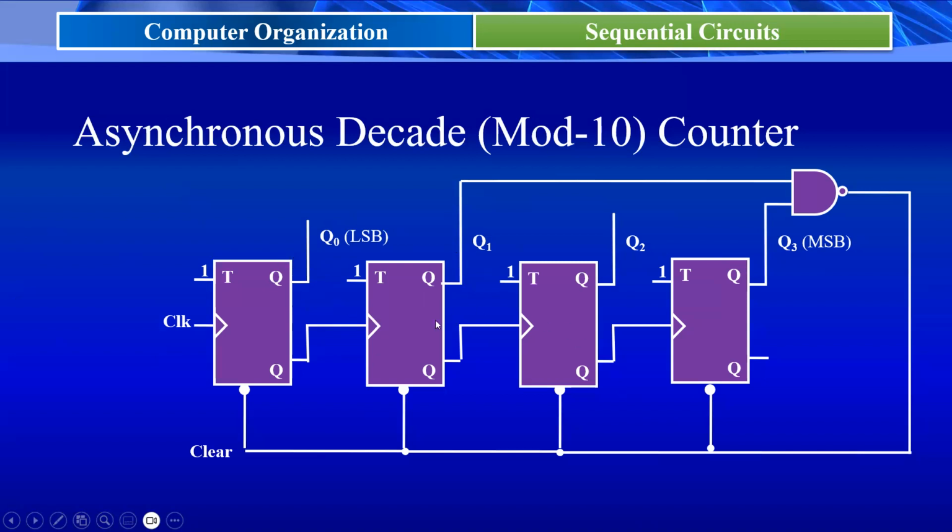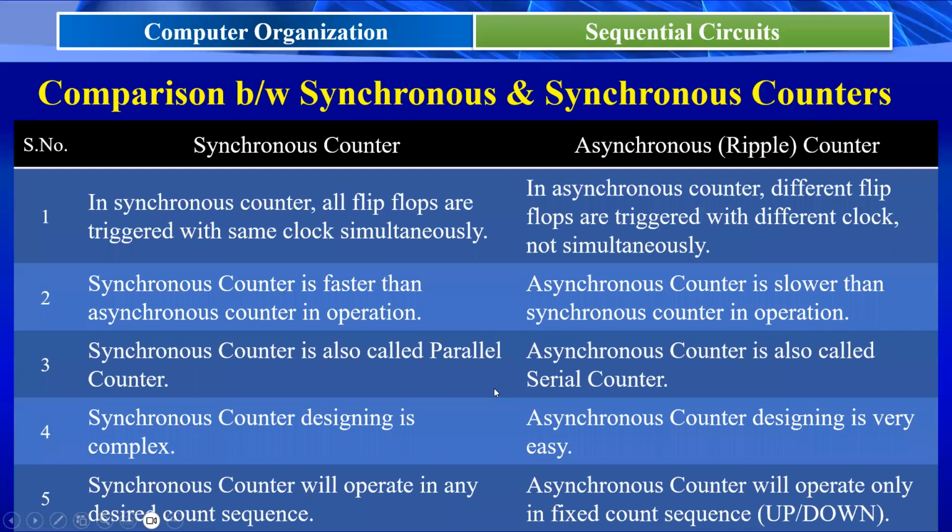That means this counter is only counting from four zeros to 1001. There are a total of 10 counts, so it is called an asynchronous decade counter, or a mod 10 asynchronous counter. This is one example of a truncated counter. I hope you understand the asynchronous counter, both the truncated case as well as the non-truncated case.